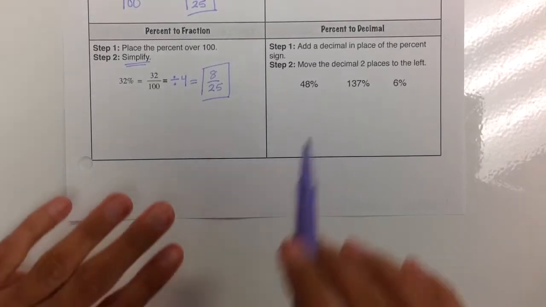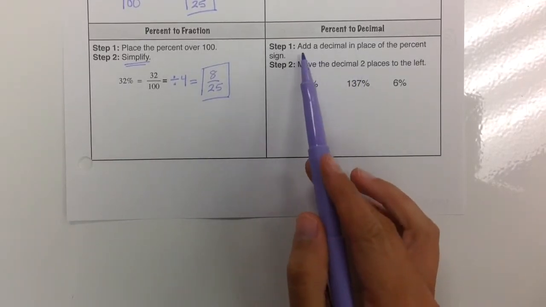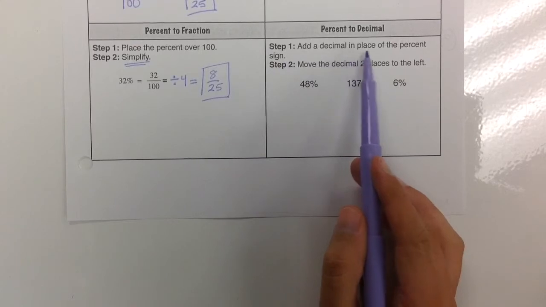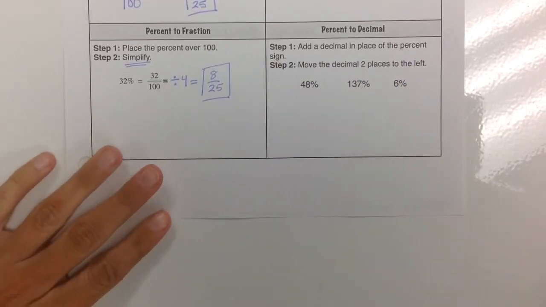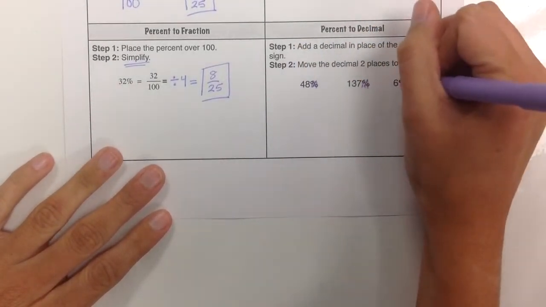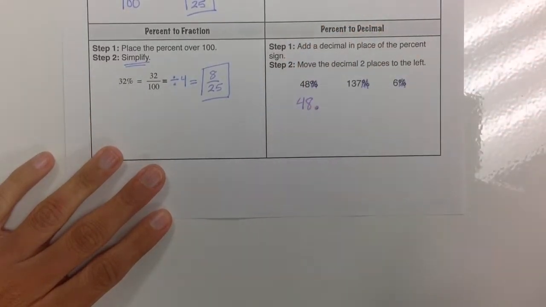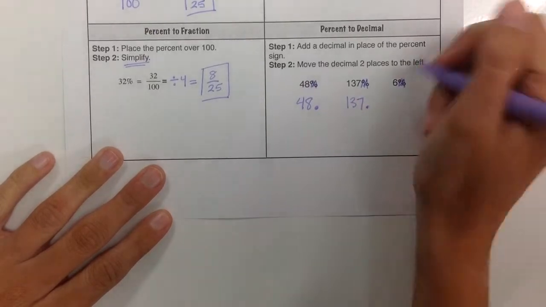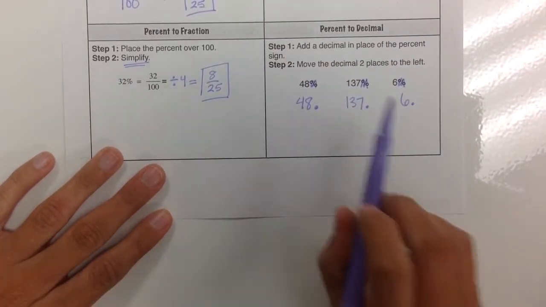Then, percent to decimal. So the first step is I'm going to add a decimal in place of the percent sign, and then I'm going to move that decimal place. So basically I'm getting rid of the percent signs and I'm adding a decimal. So we have 48 with a decimal. We have 137 with a decimal where the percent was. We have 6 with a decimal where the percent was.